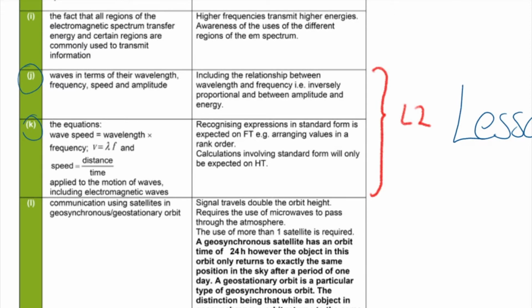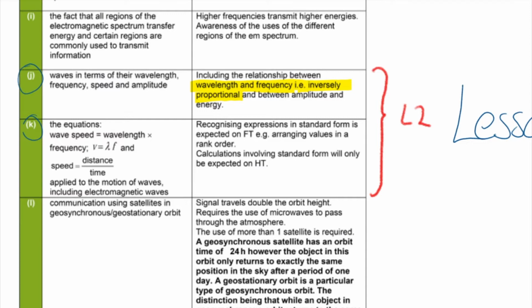J then, learn how waves can be represented in terms of the wavelength, frequency and amplitude. Now we've already made a start on that, but we'll extend that slightly through understanding that at a constant speed, wavelength and frequency are inversely proportional.